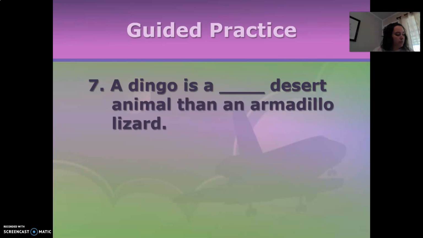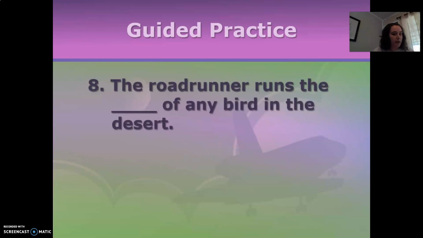Then number 7, we're going to write the adjective or adverb form of the word in parentheses to compare the animals. A dingo is a blank desert animal than an armadillo lizard. We've got 2 things being compared, so we're going to use louder, just adding an ER. Number 8, the roadrunner runs the blank of any bird in the desert. Well, we've got the word fast, we've got roadrunner compared to all other birds in the desert, so this would be fastest. Now please continue working on this same concept on the back of your page.